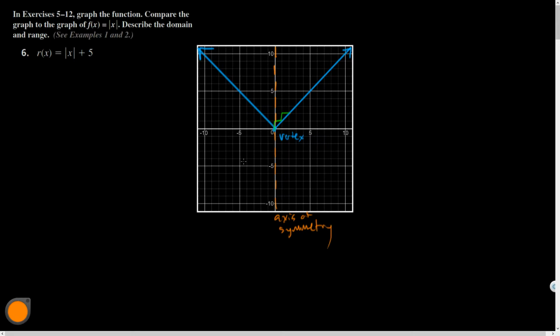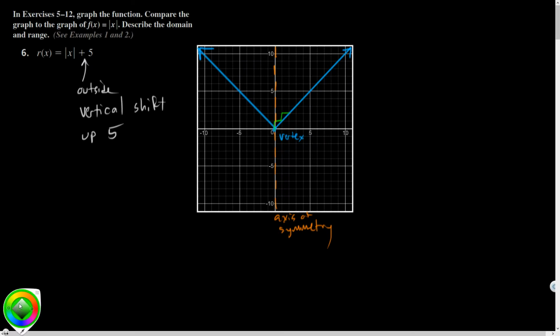So this was the axis of symmetry. And here I want to graph r of x is equal to abs x plus 5. Notice that plus 5 is on the outside. It's being added, and because it's on the outside, it's going to be a vertical shift. Which way am I moving this? Up 5. That's what is happening as a result of that addition. It's not changing the slope, it's just changing every point up 5.